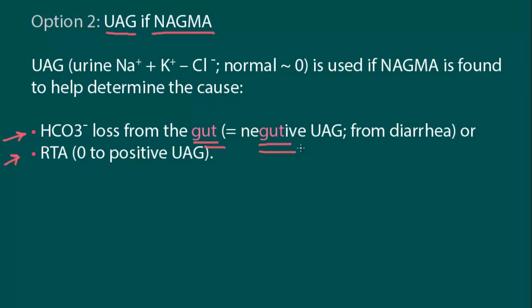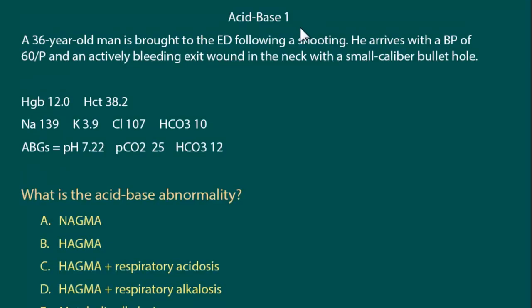It's normally 0. And if it's positive, you think RTA. Okay, let's do some questions. After I read the questions, stop the recording, try and do it yourself, and then go on to the explanation. Okay, question number 1. We have a 36-year-old man who's brought to the ED following a shooting. Arrives with a blood pressure 60 palpable, actively bleeding exit wound.